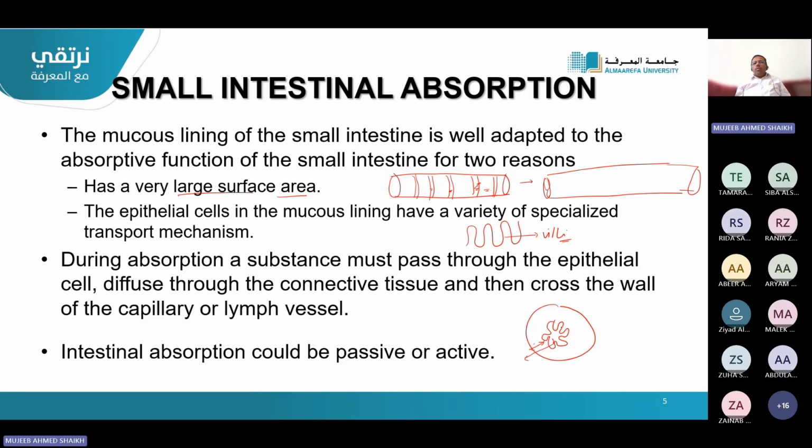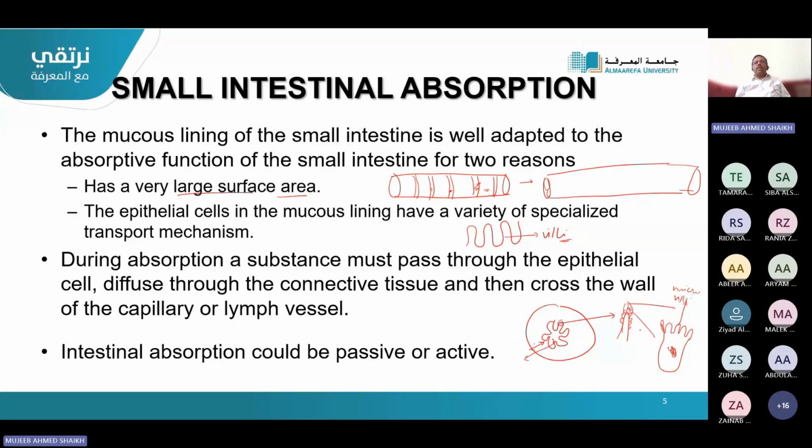Then if you look at a villus, there are epithelial cells on it. If you enlarge this epithelial cell, as I drew in the previous lecture, you will see various folds on one single epithelial cell. These are called microvilli.